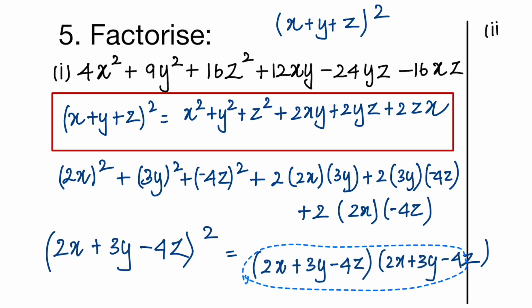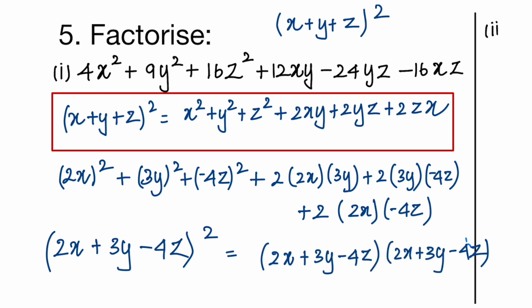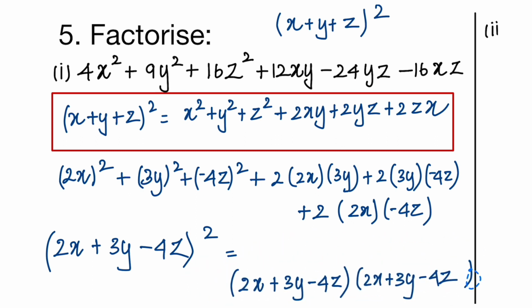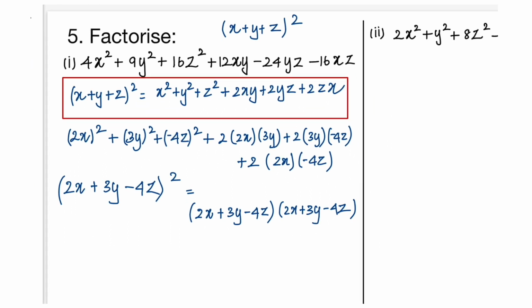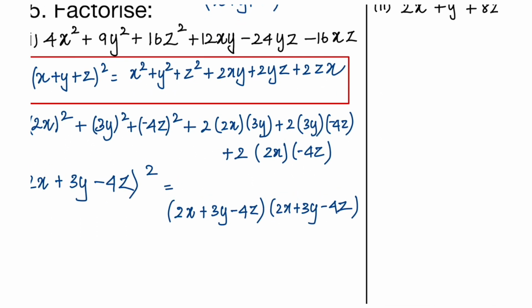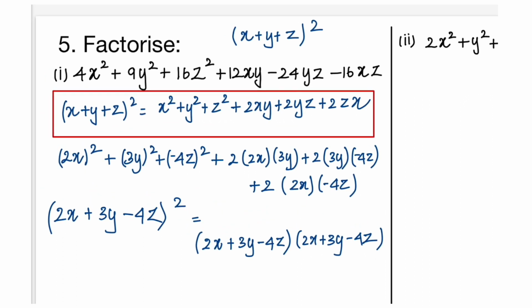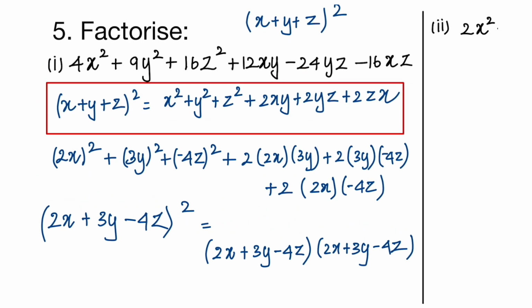Okay, so this is the factorized form, 2x plus 3y minus 4z into 2x plus 3y minus 4z. You have just used this identity, x plus y plus z the whole squared here. Okay, it's not difficult, it's quite easy.